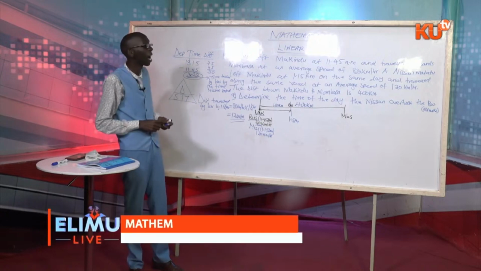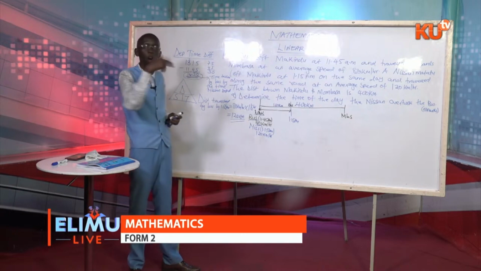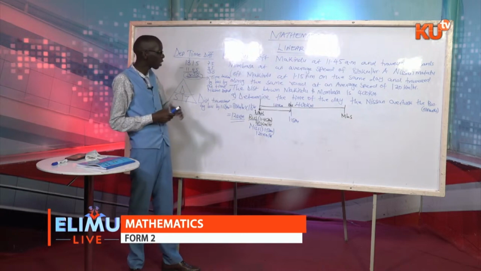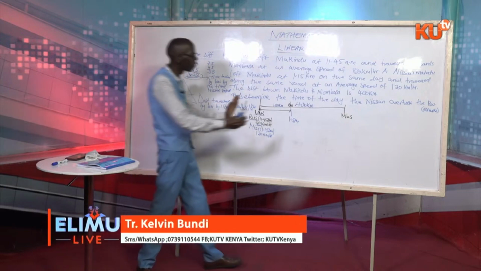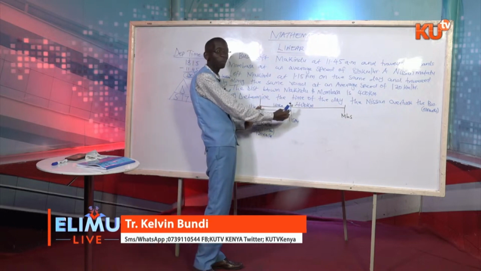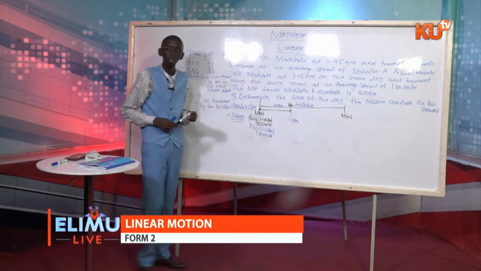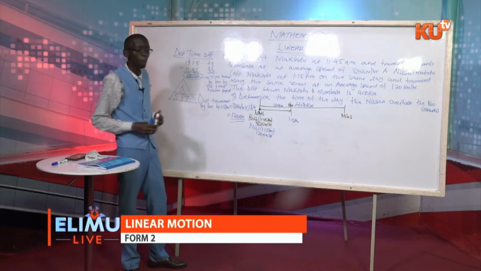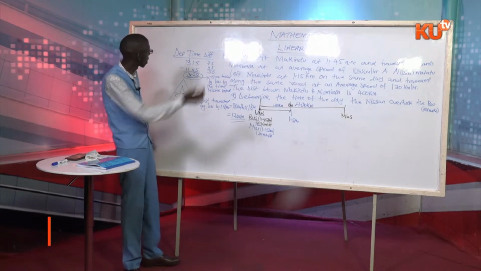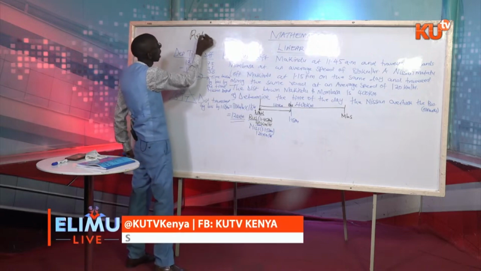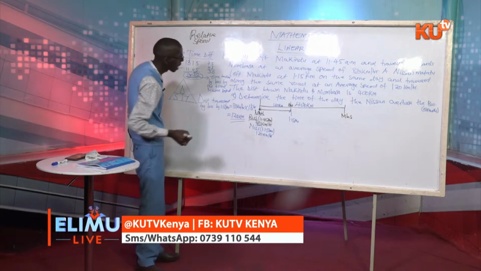My dear student, I believe that you have understood. What is the next step? From our formulas, we said for us to get the time taken to overtake, we need the distance between the two vehicles that we have already gotten as 120 kilometers divided by the relative speed. So obviously, the next step is to get the relative speed.